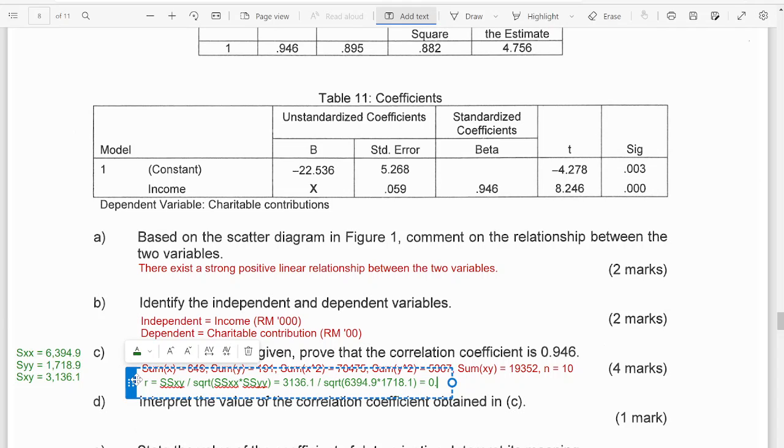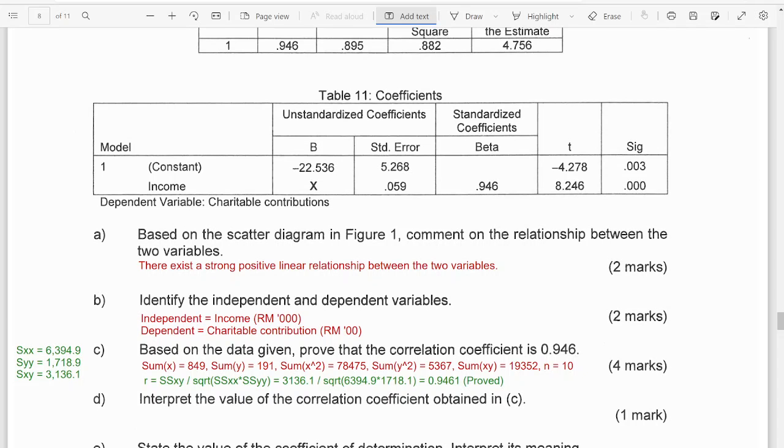So kalau kat sini, kat kalkulator saya 0.9461. Okay, by that tak payah kira lah kan, sebab kita nak buktikan. So this has been proven. So this one is proof. Alright, so that is for the C. Okay, itu adalah untuk yang C.